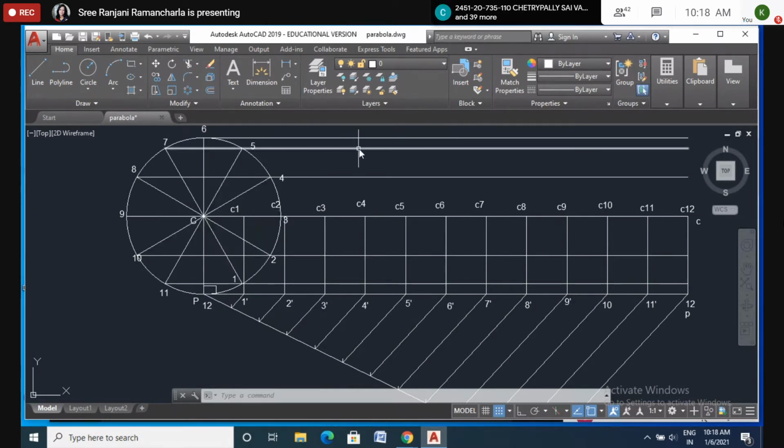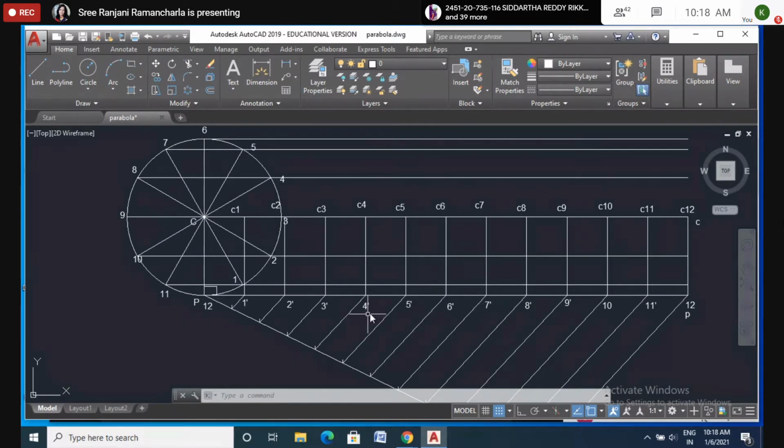If 5, P will be somewhere. If 6, P will be here, like that. So the path, the position of the P, we have to show, that is the cycloid. Okay.